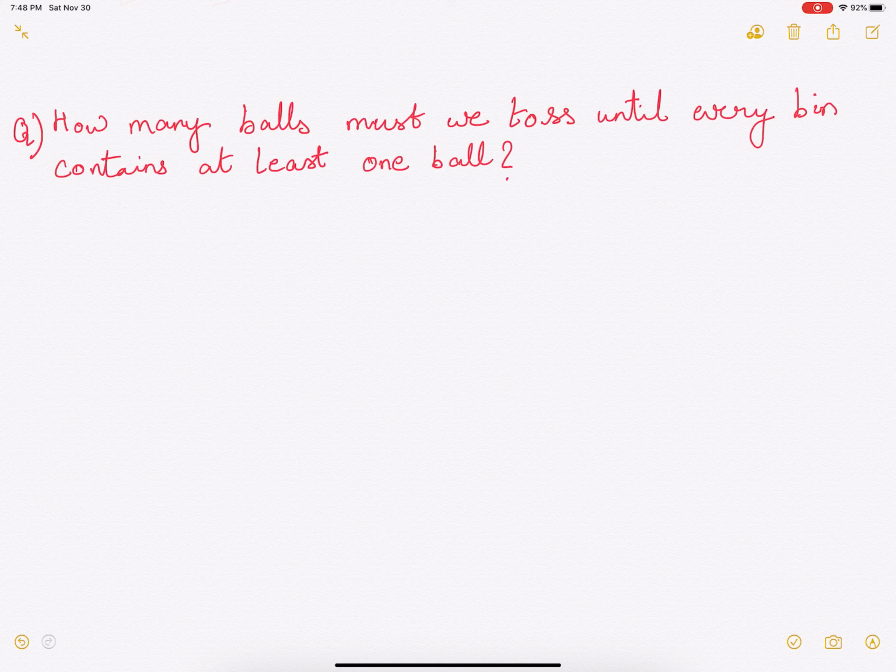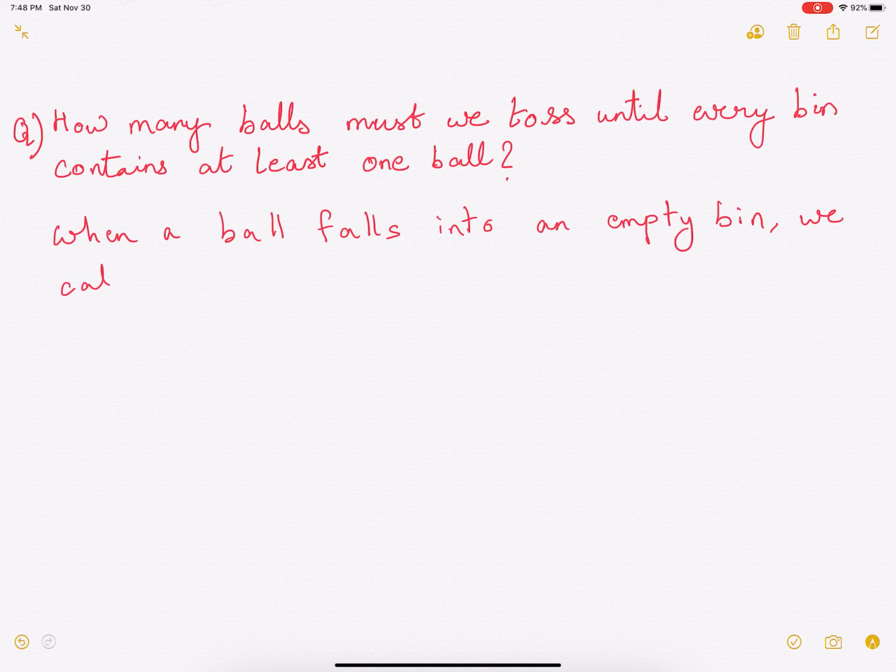Okay, so we have to first understand how we want to solve this question. Okay, to do that, let's model this problem this way. When a ball falls into an empty bin, we call it a hit.